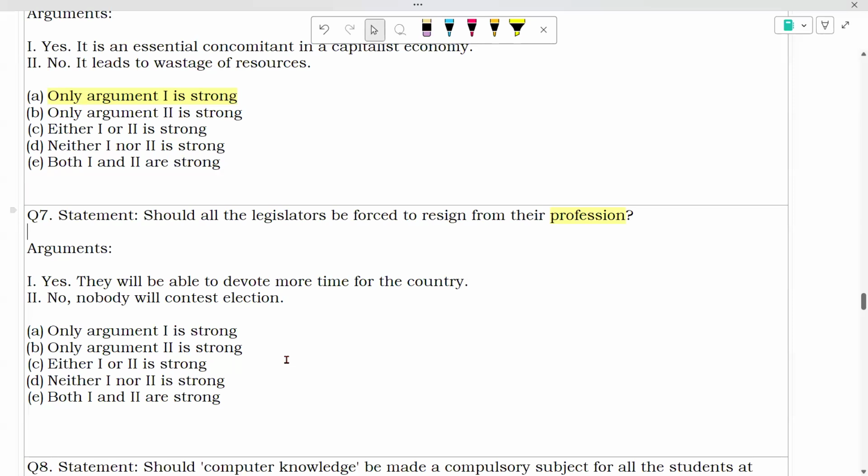Should all legislatures be forced to resign from their profession? Suppose there is a professor who became a member of parliament. Should he resign from professorship? Suppose there is an actor, like Sunny Deol. Sunny Deol is an MP from Gurdaspur. Should he also shoot for Gadar 2 or not? Okay, that is the meaning. So as far as I know, there is something called the Office of Profit rule, where a legislator is not allowed to hold an office. Okay.